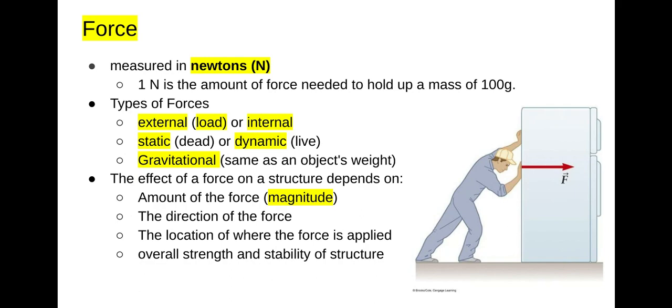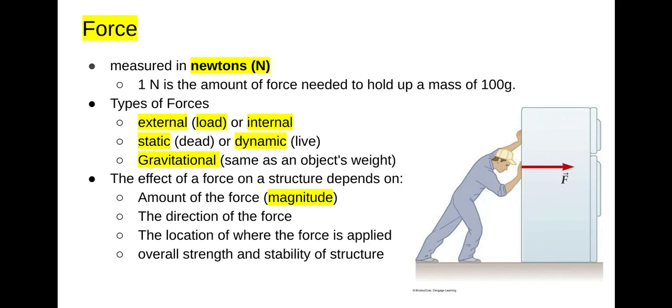The effect of a force on a structure is going to depend on a few things. The amount of the force, which is the magnitude, so how much force is put on something. The direction the force is put on the object, the location of where the force is applied, and the overall strength and stability of the structure.